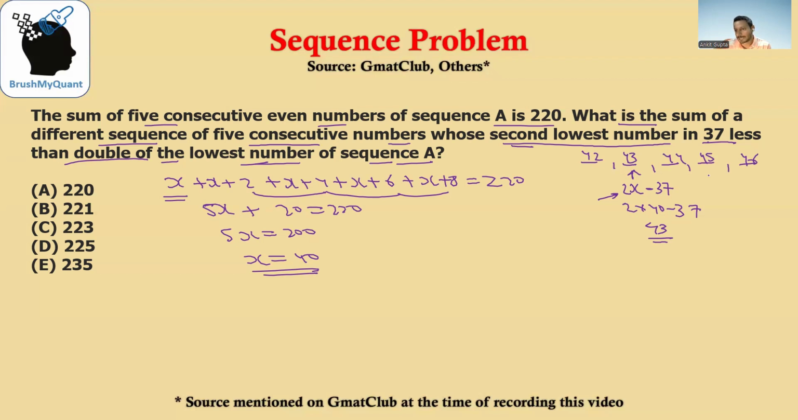Now, we know that since they are consecutive numbers, they form an arithmetic series, and the sum of an arithmetic series is equal to the average multiplied by the total number of terms, and the average will be the middle term, which is 44. So the sum will be 44 into 5, which is equal to 220. So the answer will be option number A.